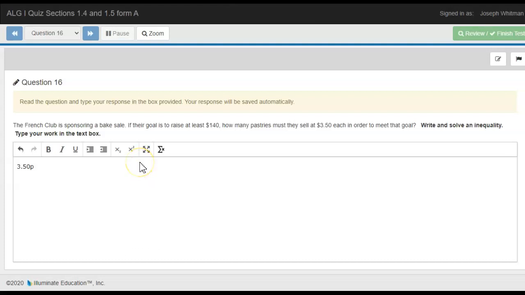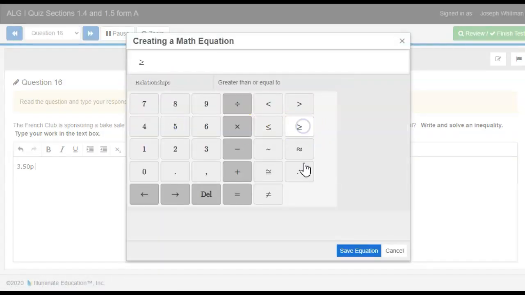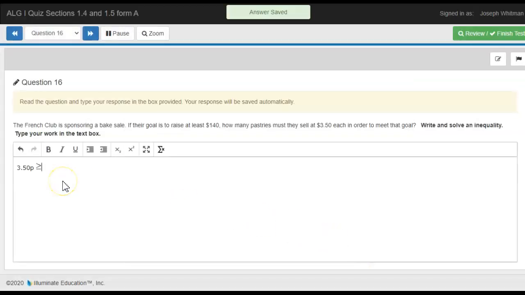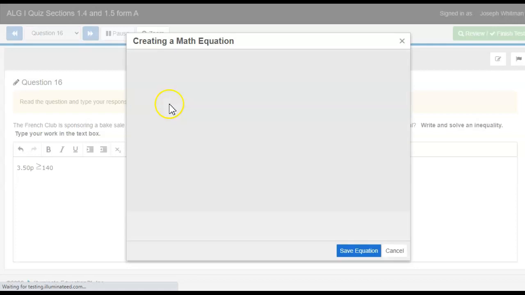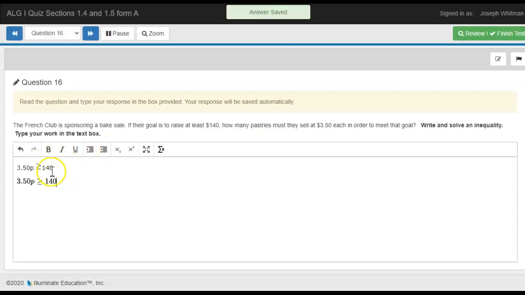Right? And to meet their goal, they want to get at least $140. So that includes $140. So they want to have greater than or equal to 140. So again, I'm just using the inequality off my equation editor. Of course, I can also bring it up and type the whole thing. 3.50p greater than or equal to 140. Notice their font's a little different. It does not matter. Pick one.